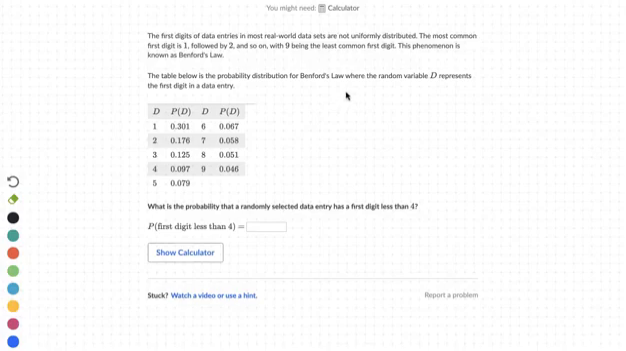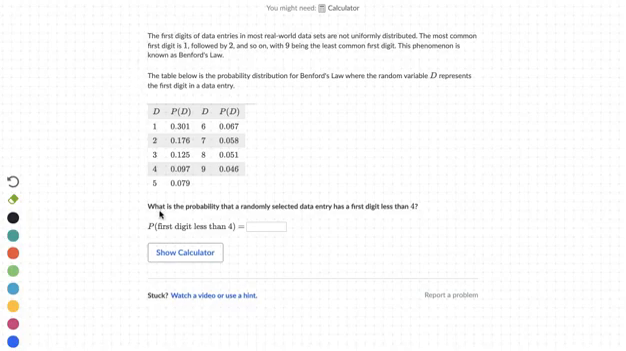Here we have an example of a probability problem with a discrete random variable. In this case, the variable is D. It represents the first digit in a data entry. Kind of interesting situation here. The first digits of data entries in most real-world data sets are not uniformly distributed. The most common first digit is 1, followed by 2, and so on, with 9 being the least common first digit. This phenomenon is known as Benford's law.